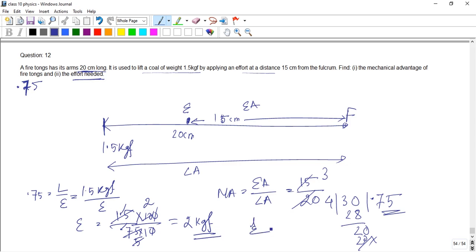Very easy. So we end all the numericals from cellular physics class 10. Next class we start pulley.